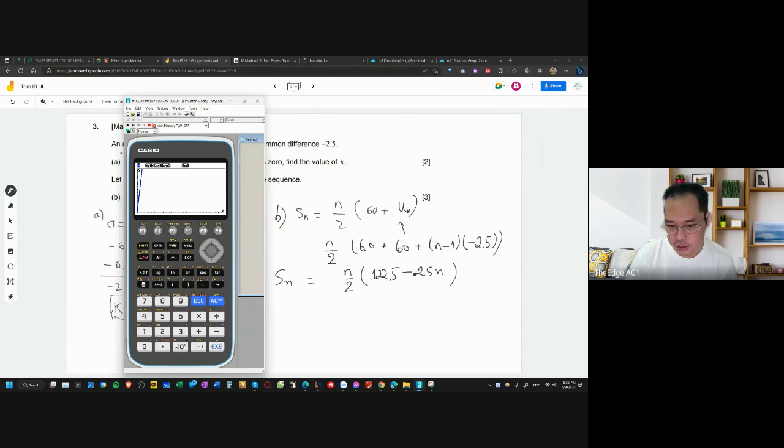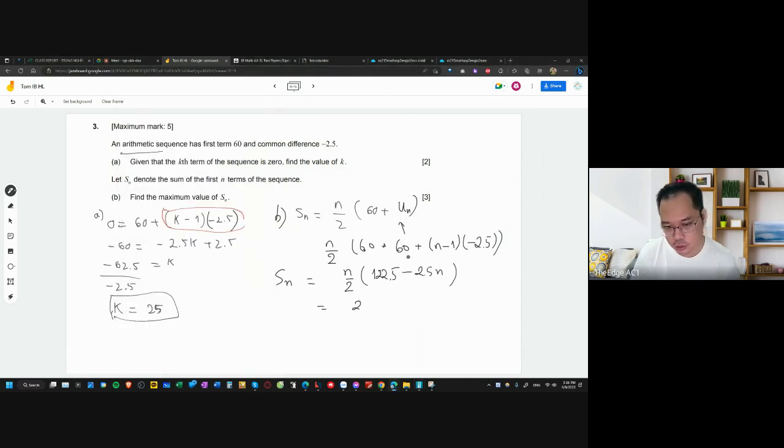Wait, this is a negative n over 2. It's a quadratic function like this: negative 2.5 over 2 n squared, and then add 122.5 over 2 of n. So it's supposed to be a parabola concaving down like this. The vertex of this parabola is the maximum value that we need to find.